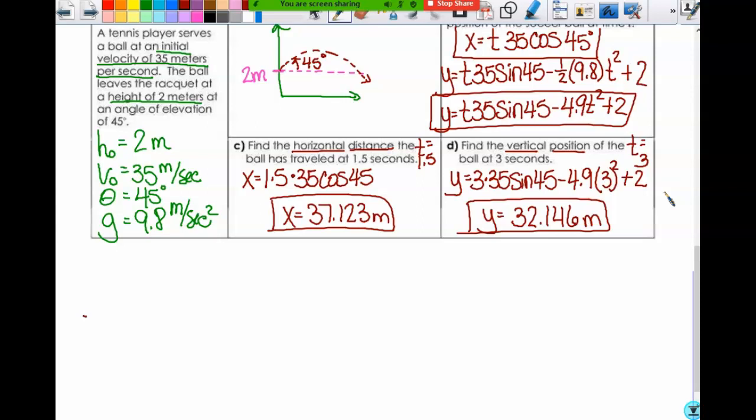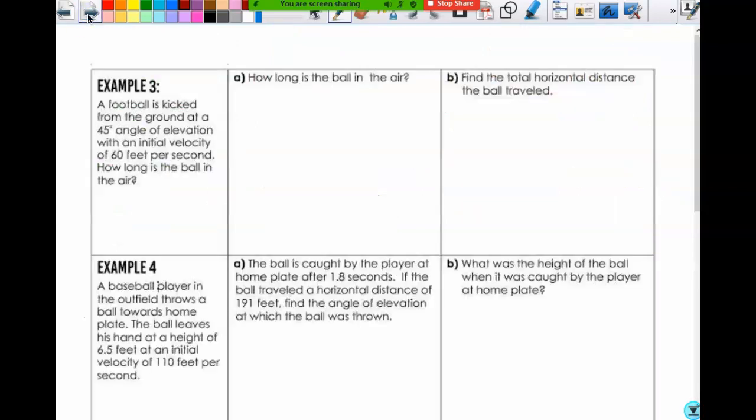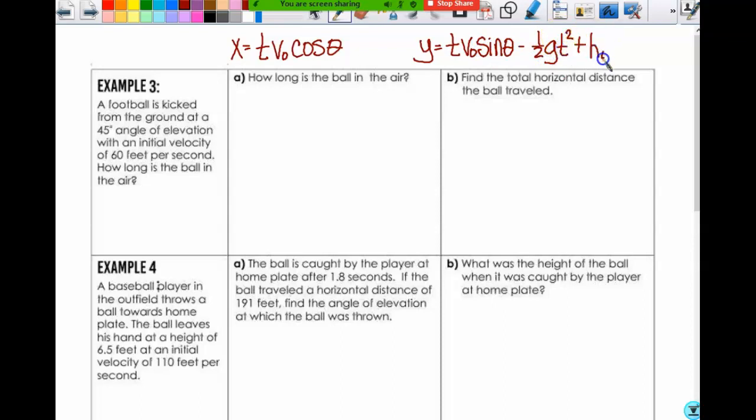All right. Let's look at number 3. Because yes, it is different. But at the top, I'm going to write what my generic equations were again. So they were x equals t times v sub 0 times the cosine of theta, and y equals t times v sub 0 times the sine of theta, minus 1/2 times g times t squared plus h sub 0. Okay, so those were just the formulas we had at the beginning.